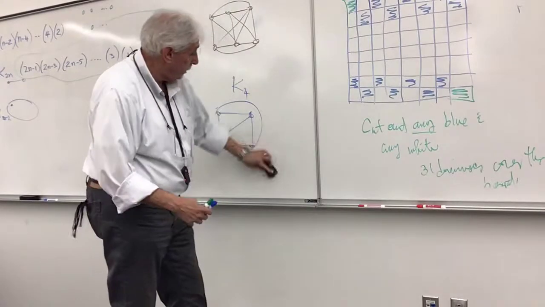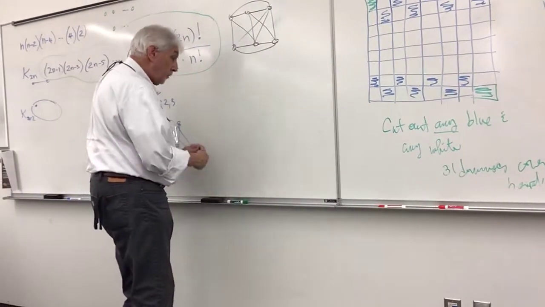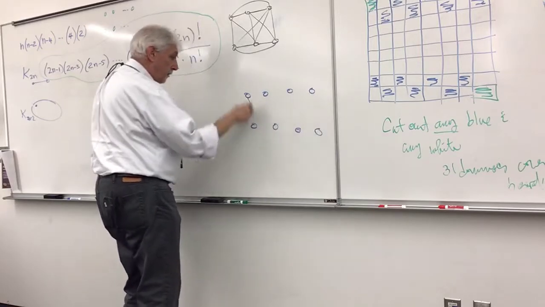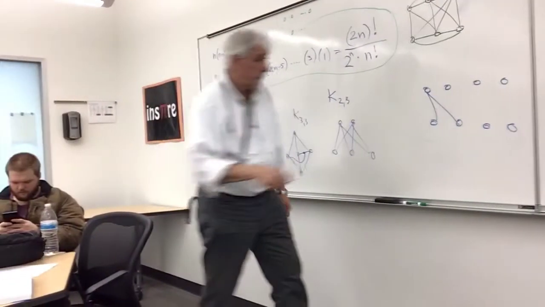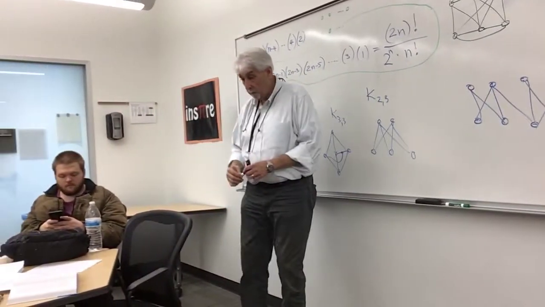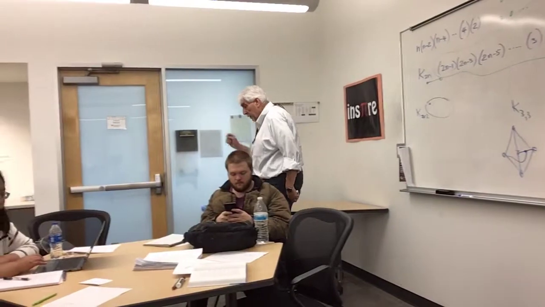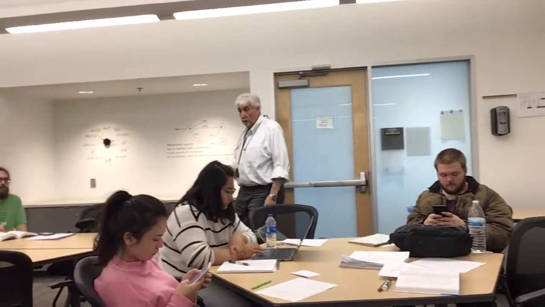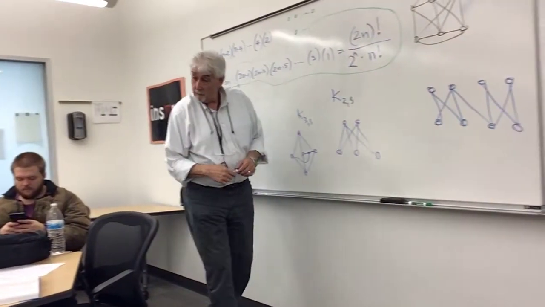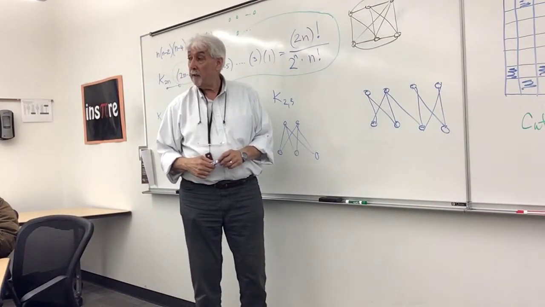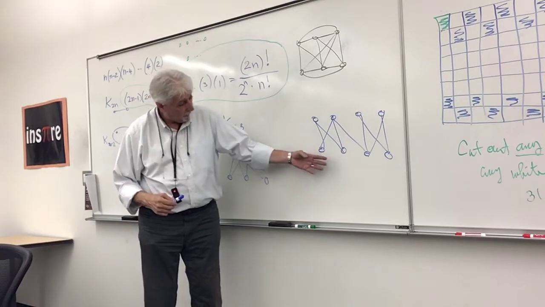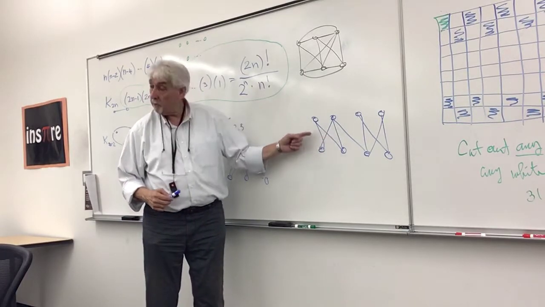Okay, so let me see if I can draw this. That's the graph. How many different perfect matchings are there? 4. How'd you get 4? For the leftward vertices, you have 2 ways to. Okay, for these 4 vertices, there are 2 ways to match these 4 vertices up.